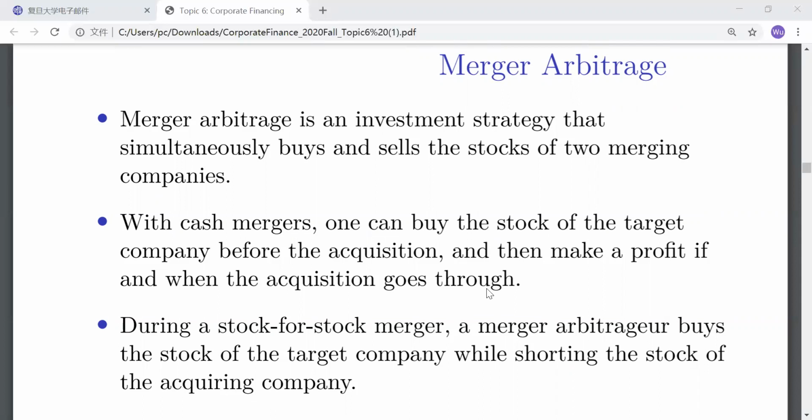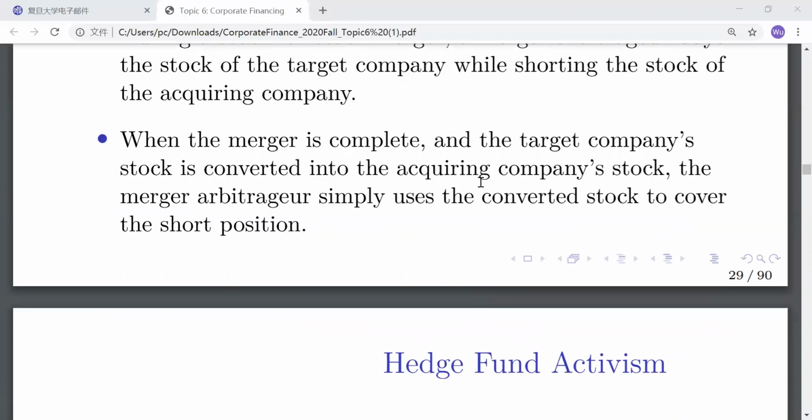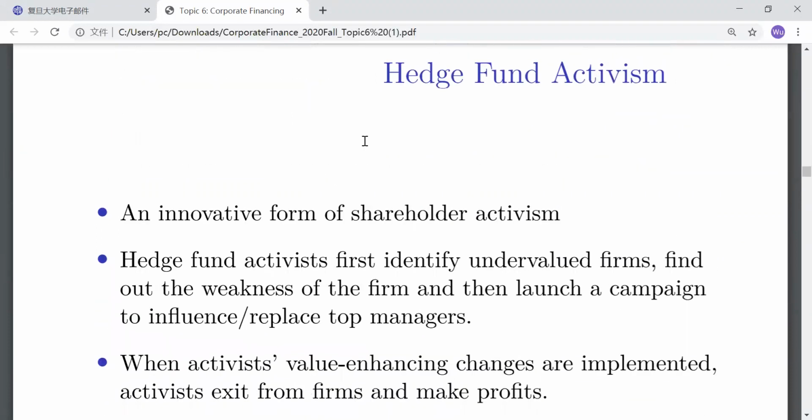Right? And also in a stock for stock merger, the merger arbitrager or hedge fund manager can buy the stock of a target company while shorting the stock of the acquiring company. Usually in a stock for stock merger, the target company stock price increases while the acquiring company stock price goes down. So when a merger is complete, the target company stock is converted into the bidding company stock, and then the merger arbitrager, in our case hedge funds, will simply use the converted stock to cover the short position. Right?